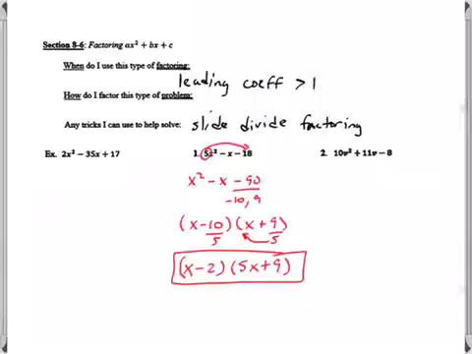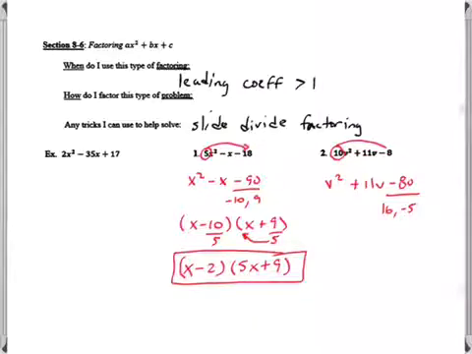Question 2 is the same. You've got 10b squared plus 11b minus 8. We're going to slide the leading coefficient back. We've got b squared plus 11b minus 80. Factors of 80 that add up to be 11. Well, I know that's going to be 16 and negative 5.